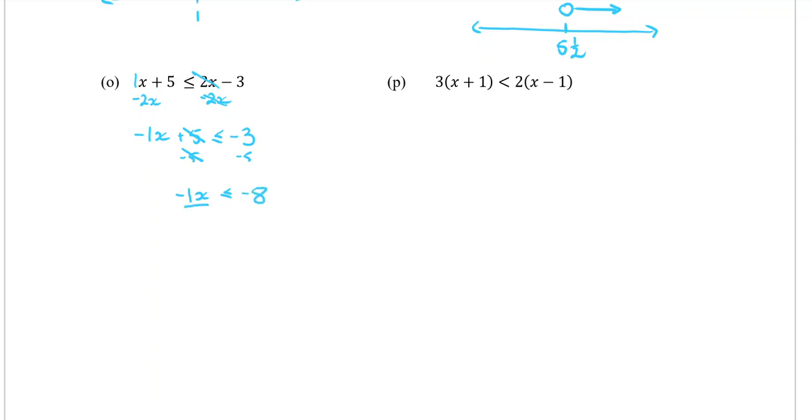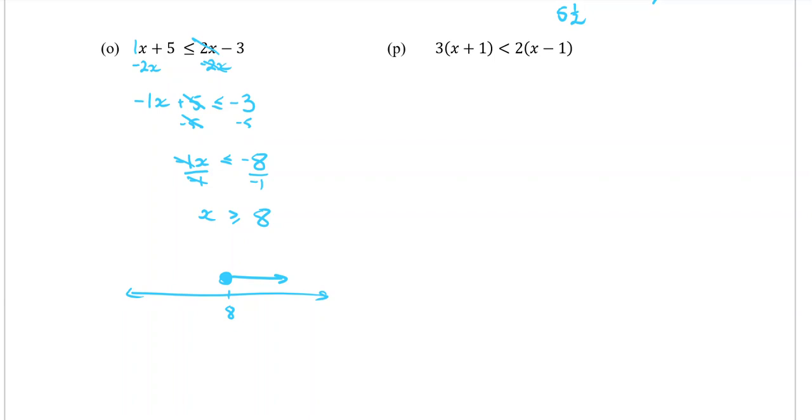Then I'm going to need to divide by the negative 1, which will turn the sign around. Minus 8 divided by minus 1 makes a positive 8. We're going to have 8 in the middle of the number line, coloured in circle, pointing to the right.